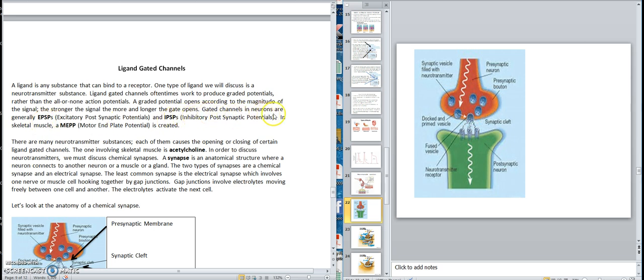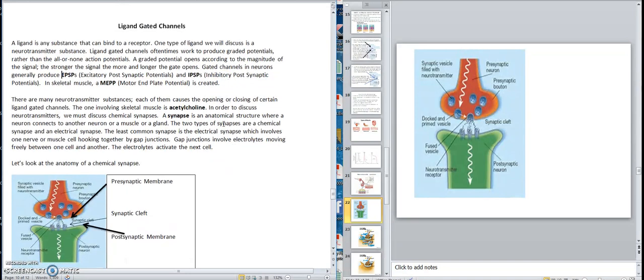Gated channels in neurons generally produce, let me change that, produce EPSPs, which are excitatory postsynaptic potentials, and IPSPs, inhibitory. In skeletal muscle, an MEP is created, known as a motor end plate potential. So what I'm saying is these ligand-gated channels in neurons can do an EPSP or an IPSP, and in skeletal muscle, a motor end plate potential.